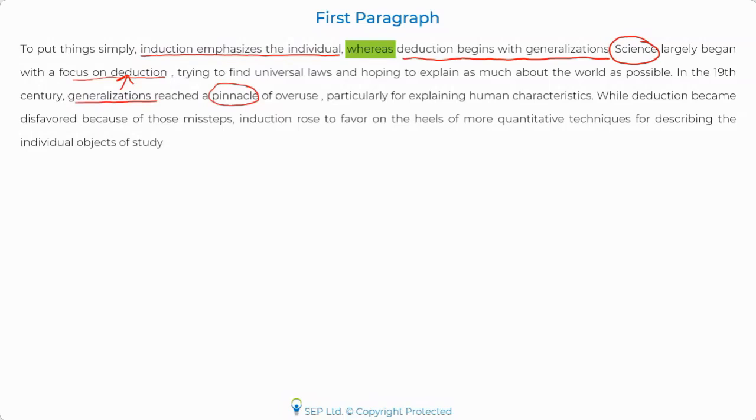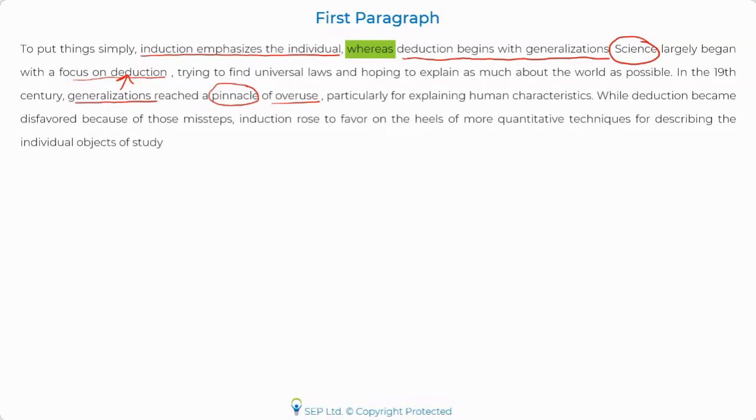All right. And here, even if you don't know the meaning of pinnacle, what we can understand is science began by focusing on deduction, but gradually perhaps it overused this deduction too much. So the pinnacle translates into the words too much. Pinnacle, by the way, means the peak. All right. So in the 19th century, this deduction reached overuse, particularly for explaining human characteristics. So I can infer that in the 19th century, deduction was being used to talk about human characteristics. It was being overused.